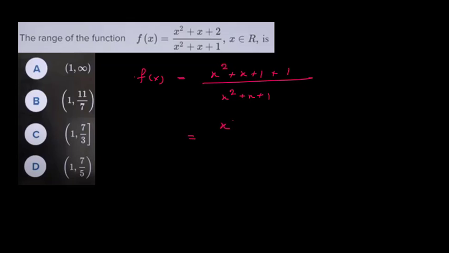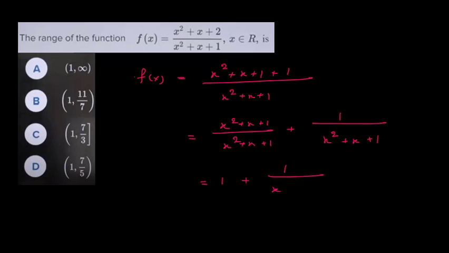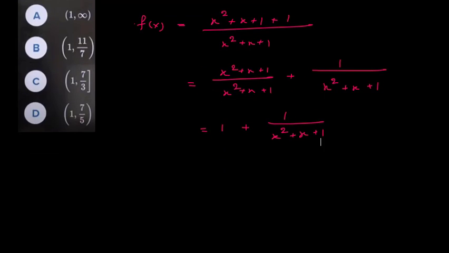So you can write this as (x² + x + 1)/(x² + x + 1) plus 1 divided by (x² + x + 1). So this is your 1, plus this is 1 upon x² + x + 1. So your range is, yes, it is more than 1. Here you can see that in all the 4 options it is given more than 1. So what does more than 1 mean? x belongs to the real numbers also.